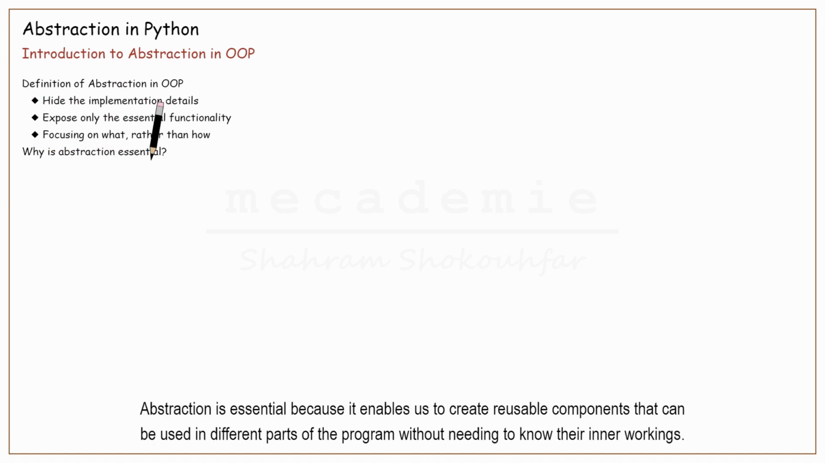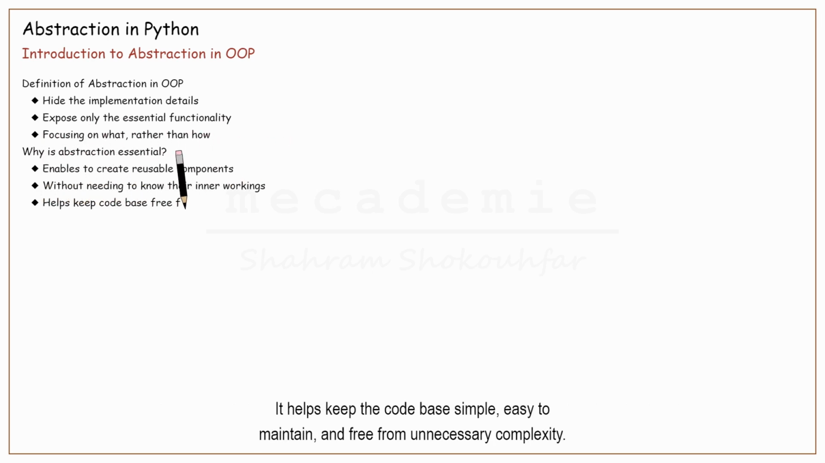Abstraction is essential because it enables us to create reusable components that can be used in different parts of the program without needing to know their inner workings. It helps keep the code base simple, easy to maintain, and free from unnecessary complexity.